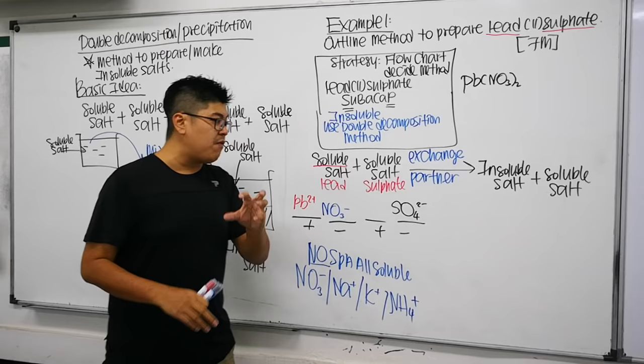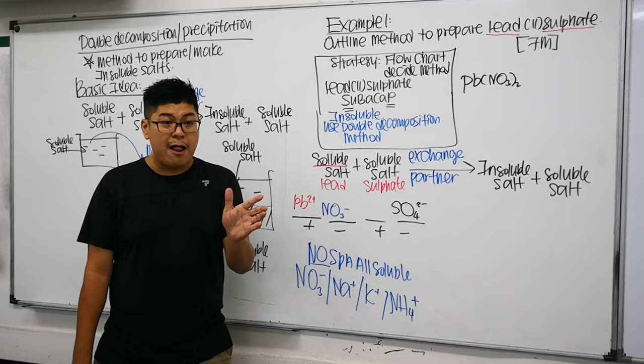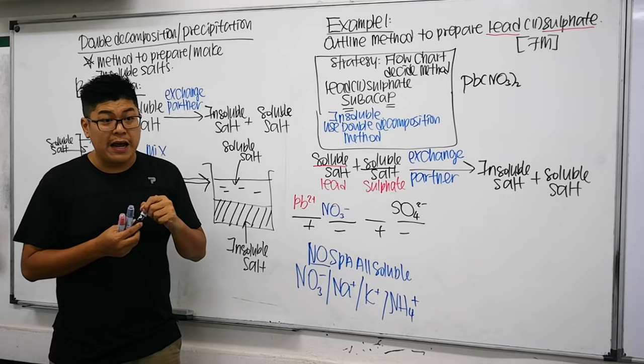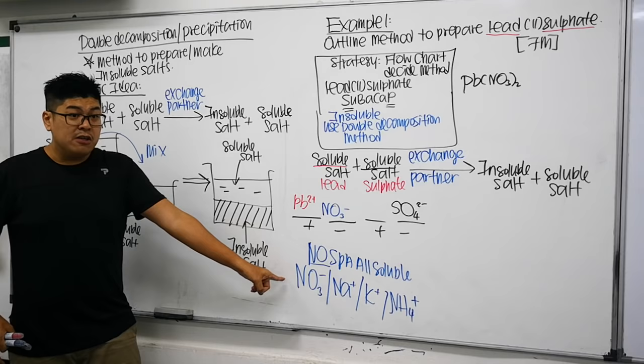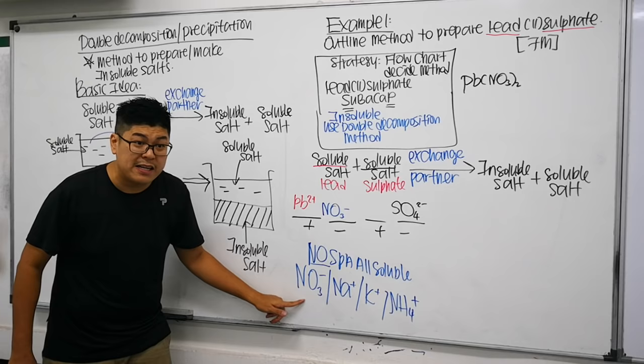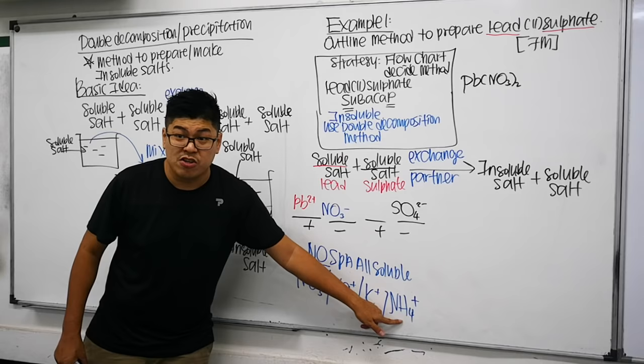You have to choose a positive ion to put here. But there are so many positive ions out there. You cannot simply choose, because you want to make sure it is soluble. So if you want something soluble, please don't think too much. Just go for the NAP. For a positive ion, please don't choose nitrate. Nitrate is a negative, understand? So you can choose sodium, potassium, or ammonium. Either one is okay. Let's say I choose sodium. So I put sodium here.